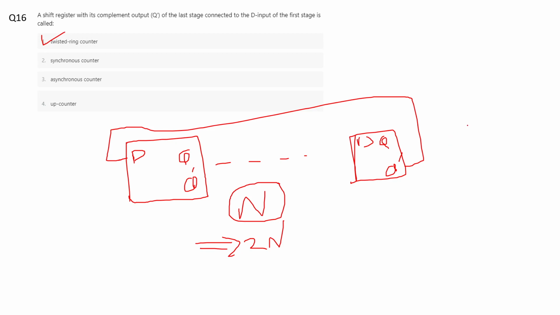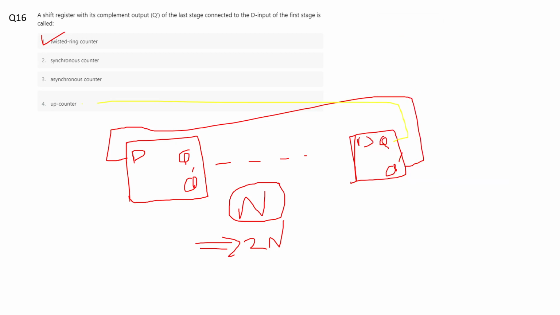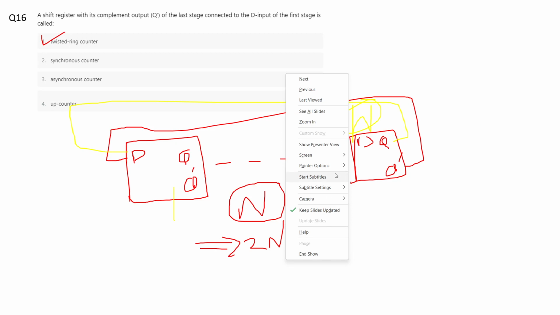And for a ring counter, let me show. In a ring counter, this is connected. So in a ring counter, only n states are there.